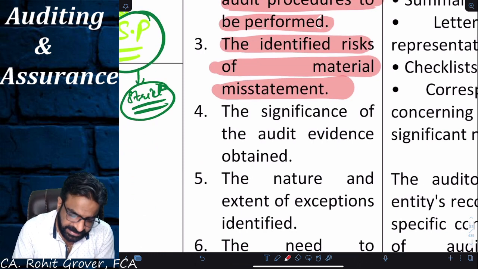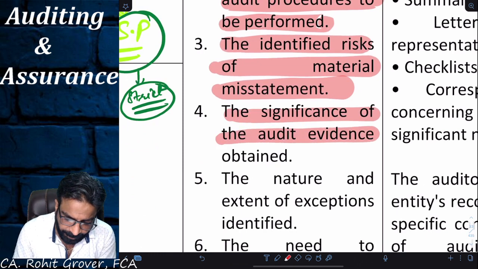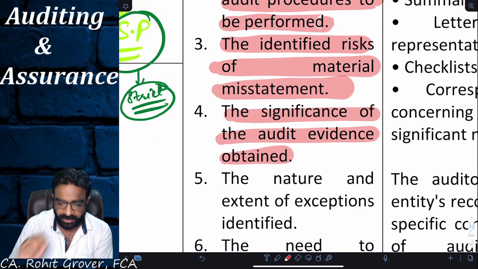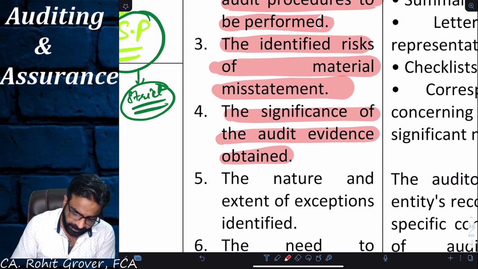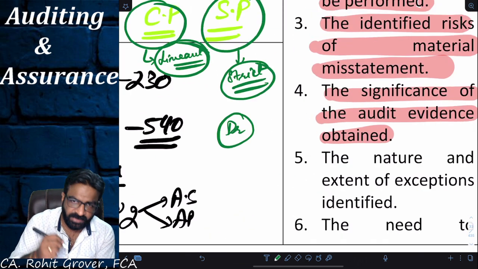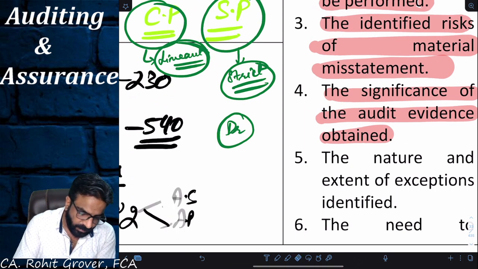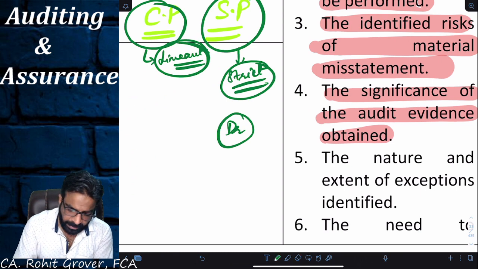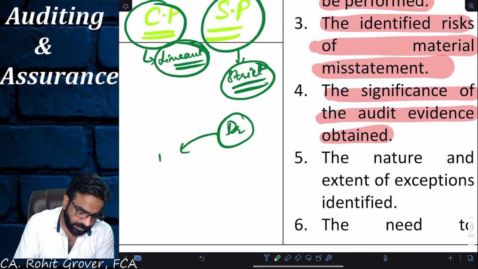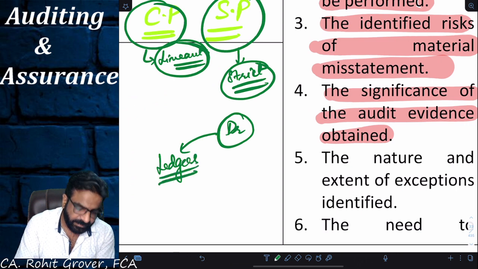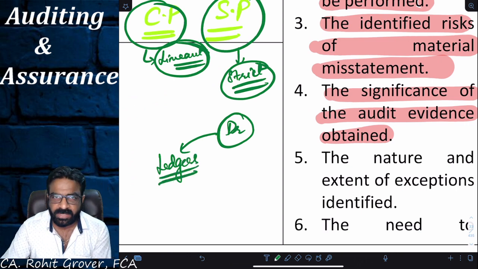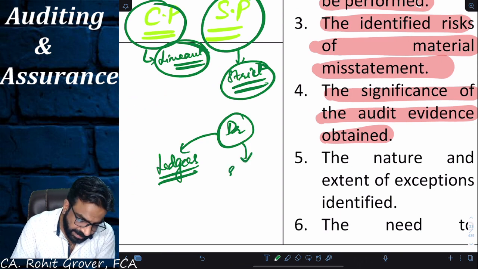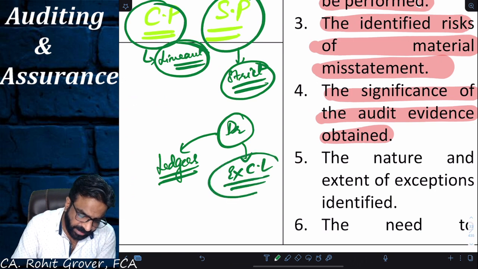The fourth factor is significance of the audit evidence obtained. My question is very simple, everyone. There are two choices in front of you. Suppose you are verifying debtors of the company. While verifying the debtors of the company, I'm giving you two choices. Behave like a chartered accountant and give me the answer, everyone. Choice number one, you can ask for the ledgers from your client and the client will provide you the ledgers. Choice number two, you can take the external confirmation letter directly from the debtor parties.